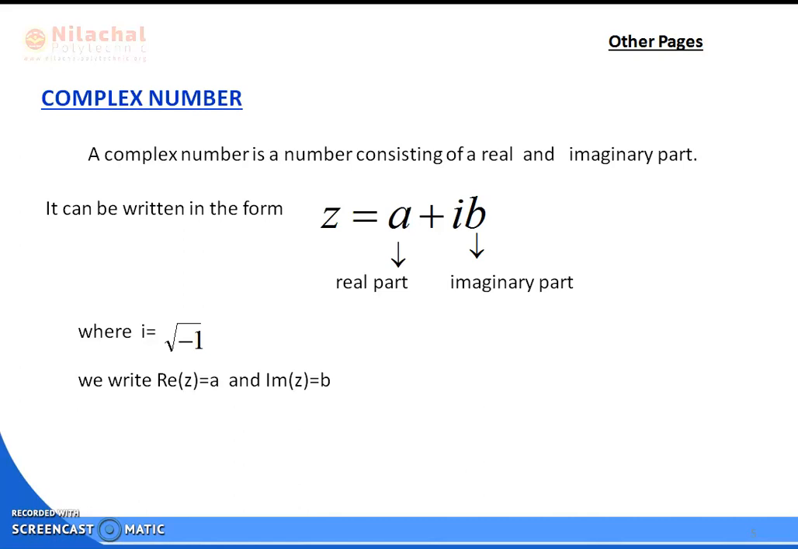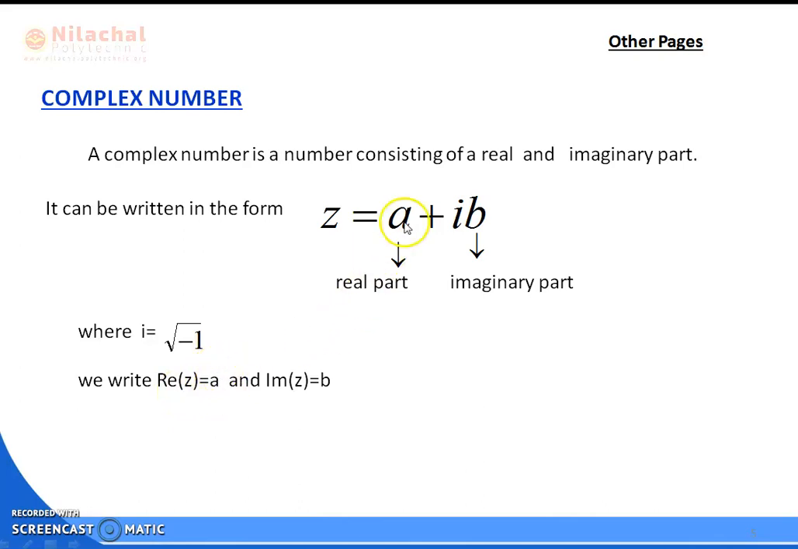Then come to what is your complex number. A complex number is a number consisting of a real and imaginary part. It can be written in the form z equals a plus ib. Here it is consisting of real and imaginary parts, means this is your real part, this is your imaginary part. Okay. And i is what? i equals root of minus 1. That's why we have discussed from the beginning. So i equals root of minus 1. And we write Re z, real part of z, equal to how much?